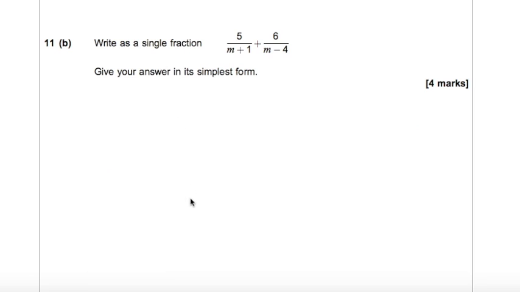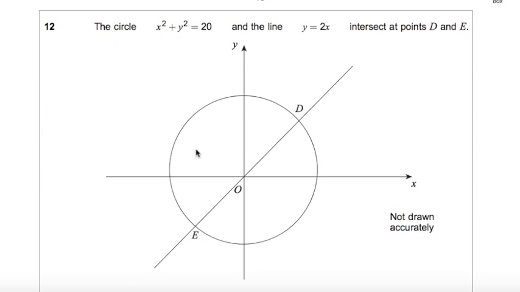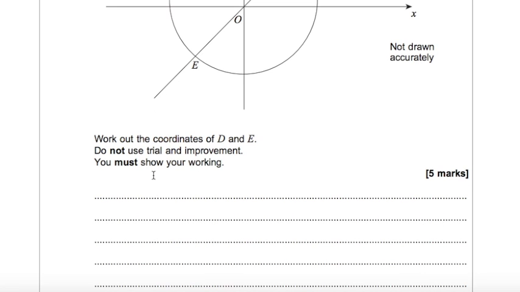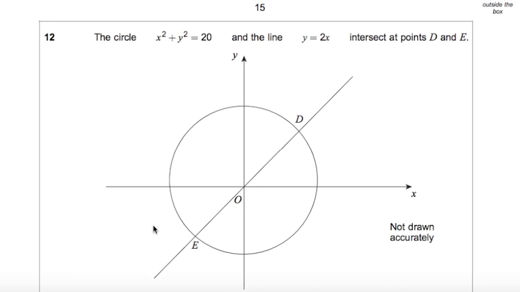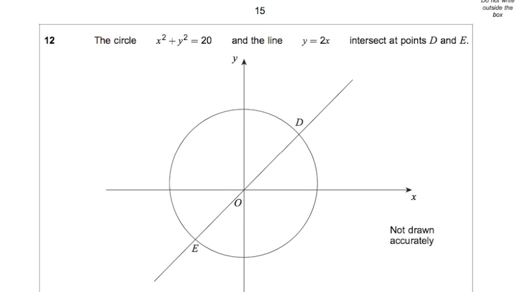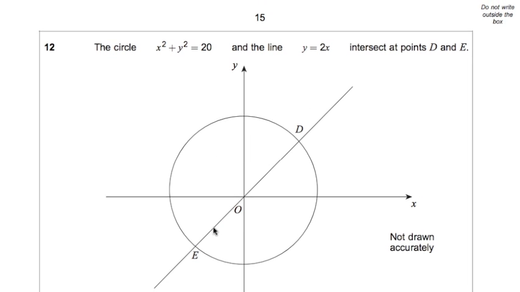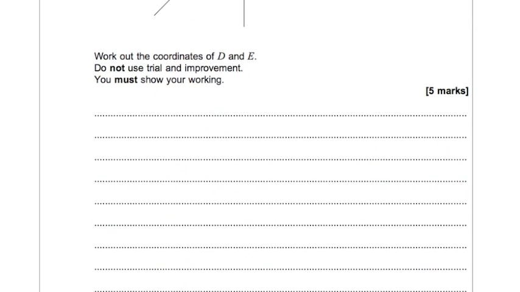Right, question 12. The circle x squared plus y squared equals 20 and the line y equals 2x intersect at the points D and E. Work out the coordinates D and E, do not use trial and improvement. So, essentially, if we want to know where two equations intersect, that means we've got to solve them simultaneously. So we don't even really need to worry about the actual graph. We're solving for what x and y values make these two things the same. So x squared plus y squared equals 20 and y equals 2x.